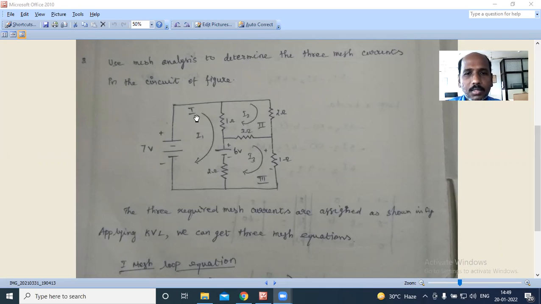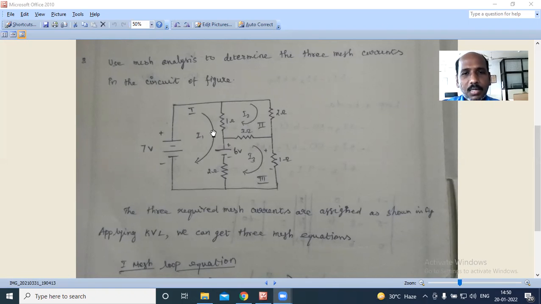Here, let us consider this one closed path, this one the second, and this one. There are three closed paths, right? Closed loops are called meshes here. We are going to find the current flowing through the various meshes. Once you know the current flowing through the various meshes, then we can determine the current flowing through any component in the given circuit.